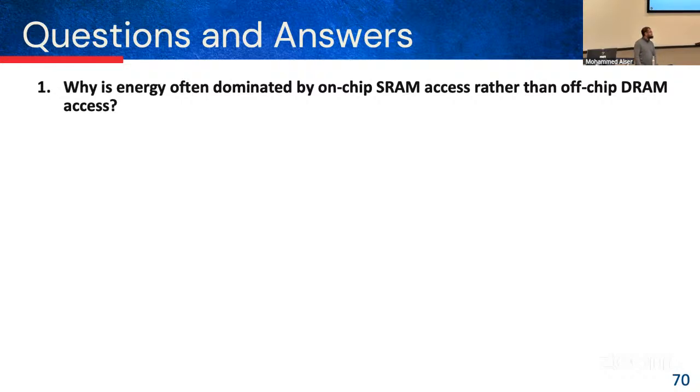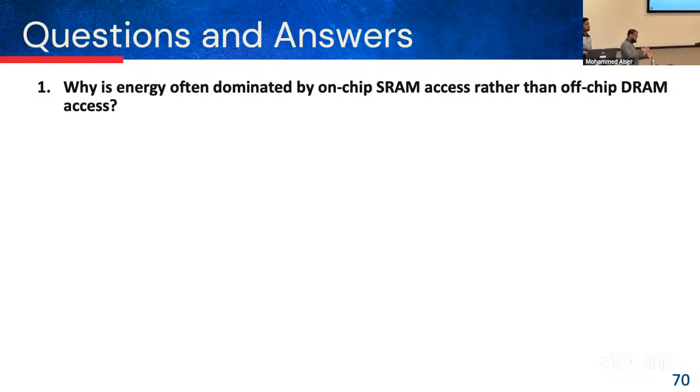So there are some questions. Why is the energy often dominated by on-chip SRAM access rather than off-chip DRAM access?